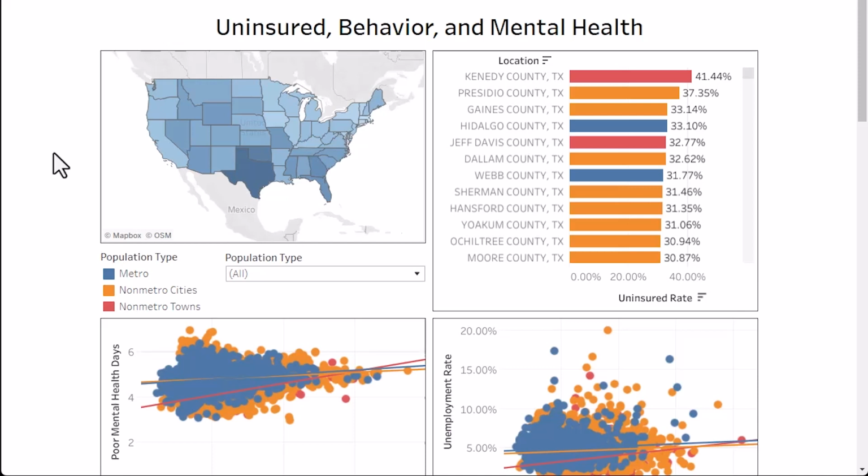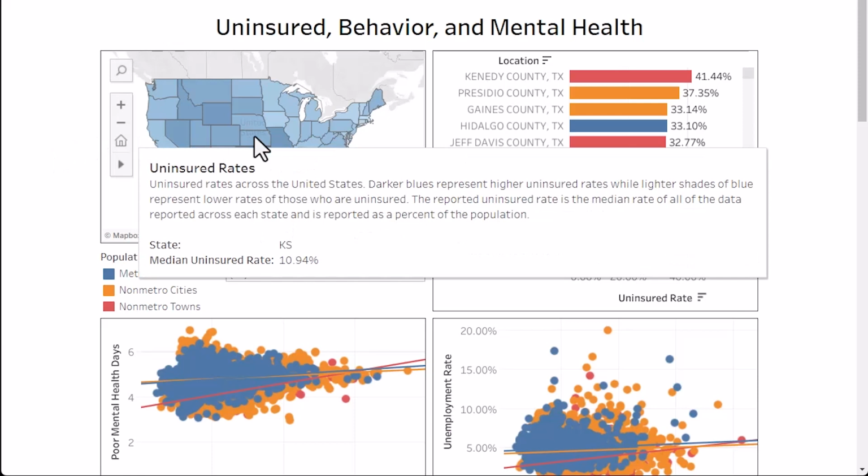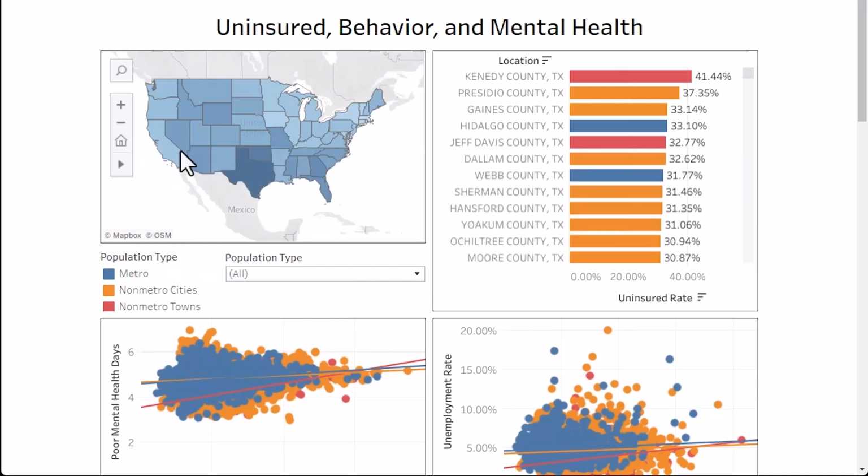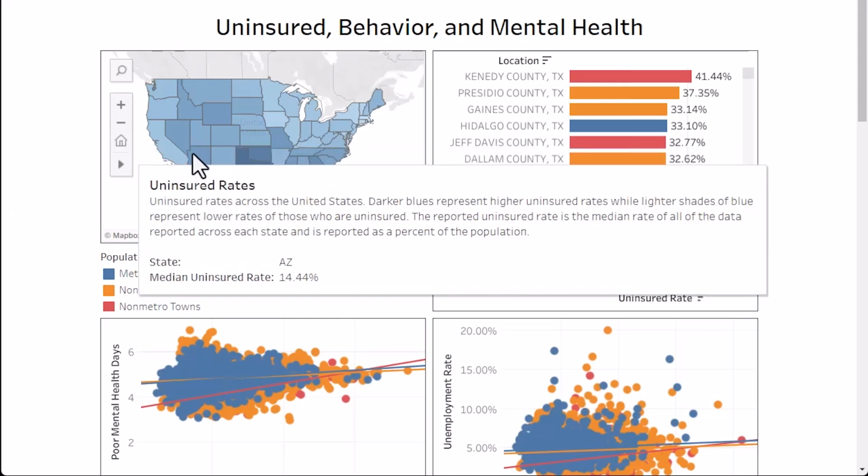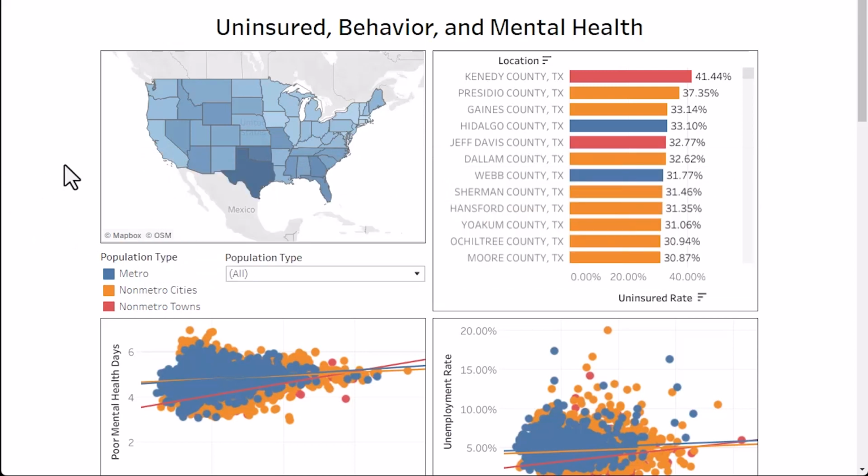So if we put our cursor over any given state, let's say Kansas, we can see Kansas has a median uninsured rate of 10.94%. So you can put your cursor over any state and see that data about that state.